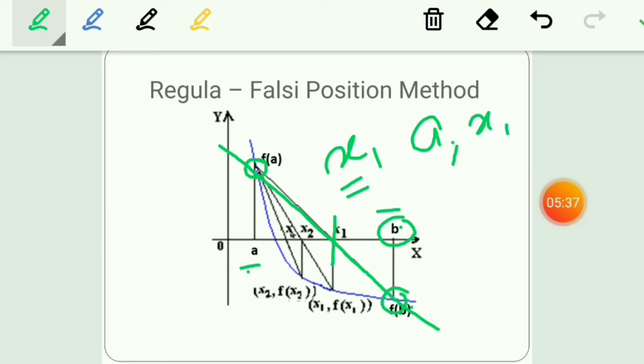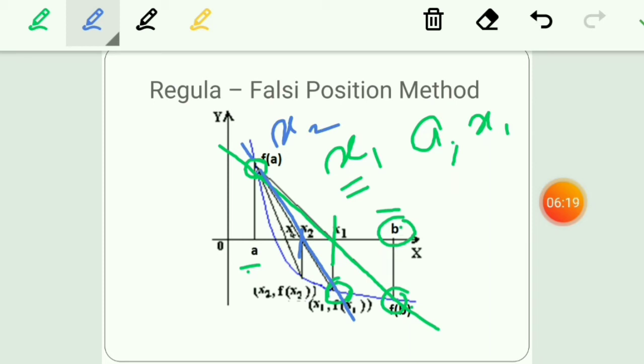So for the next iteration I'll check f of x1. So what is my f of x1? Suppose that is f of x1 corresponding to this x1. Okay. So this is my f of x1. So next iteration what we will do now, again we will draw a straight line between the points f of a and f of x1. So that straight line will be like this. This is my second iteration process. So here this straight line where it cuts the x-axis, this point gives me the value of the second iteration, that is x2. Okay, so this is the second iteration x2.